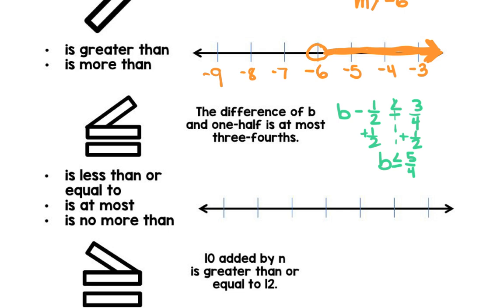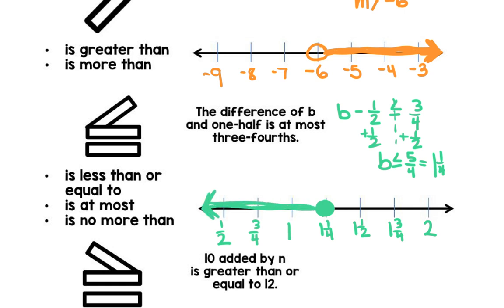I am going to put 1 1/4 in the middle of my number line. That is the same as 5/4. Then I have 1 1/2, 1 3/4, 2, 1, 3/4, and 1/2. From here, I am going to shade in. This is going to be a closed circle because it can be equal to 5/4 or 1 1/4, and I'm going to shade to the left-hand side. Very wobbly, apparently.